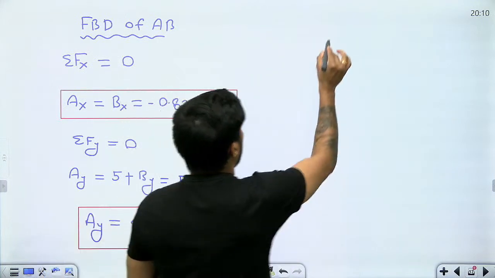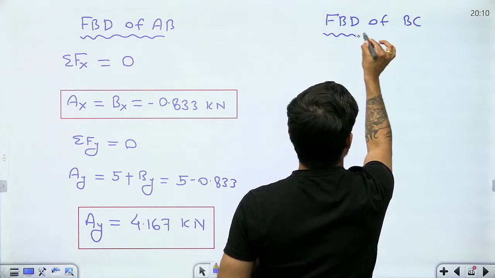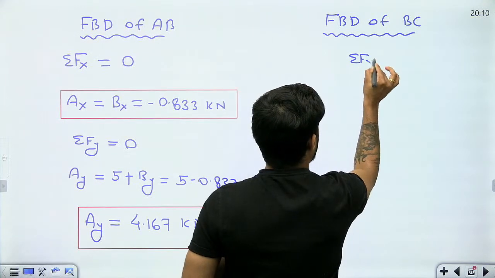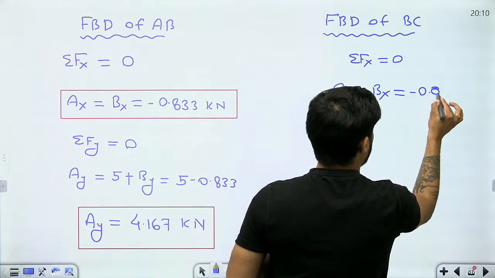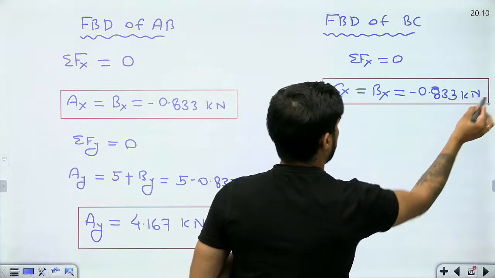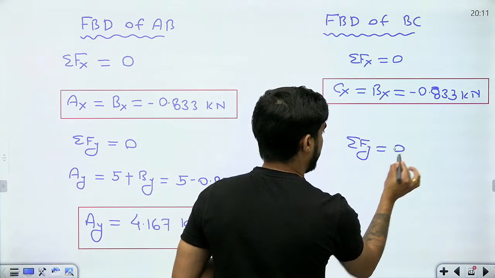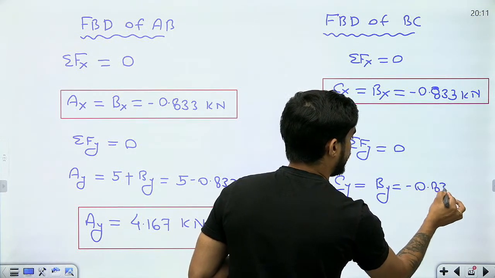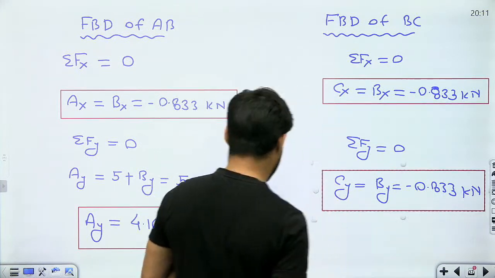Now fbd of bc, fbd of bc if I solve, then bx will be equals to cx. From summation of fx equals to 0, cx will be bx, means minus 0.833 kilonewton, right? Again, negative sign means my direction is wrong, and summation of fy equals to 0 says cy will be equals to by, यानी minus 0.833. Again, negative sign means my direction is wrong.